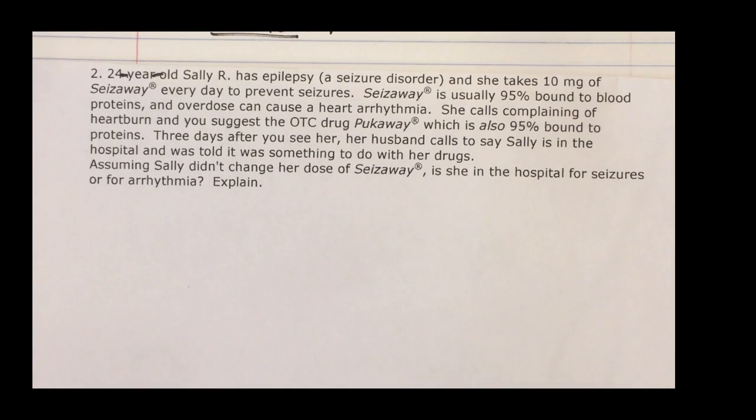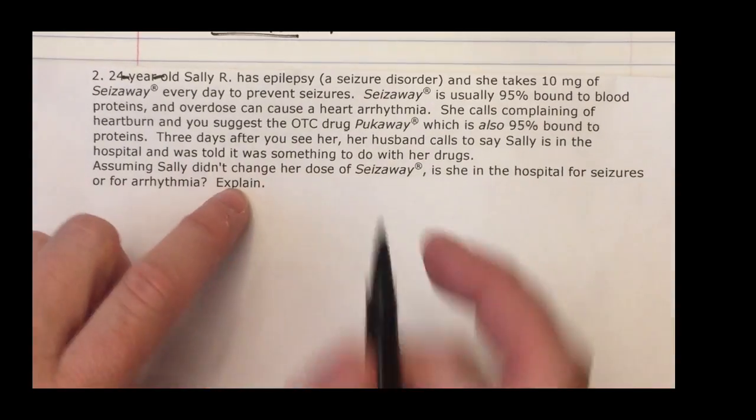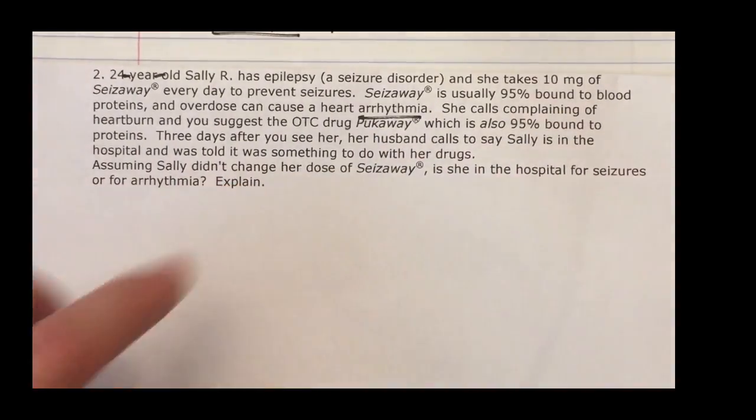So I've told you what the toxicity is of a drug. So that's usually going to be the drug that you're going to be focusing on, right? So if I give you toxicity with an enzyme problem, that drug is probably the one that's the substrate. And so here also we're going to say the Seizaway. So we're going to be looking at, is the level of Seizaway in her bloodstream too high or too low? If it's too high, she gets an arrhythmia. If it's too low, she has a seizure because it's a seizure drug.